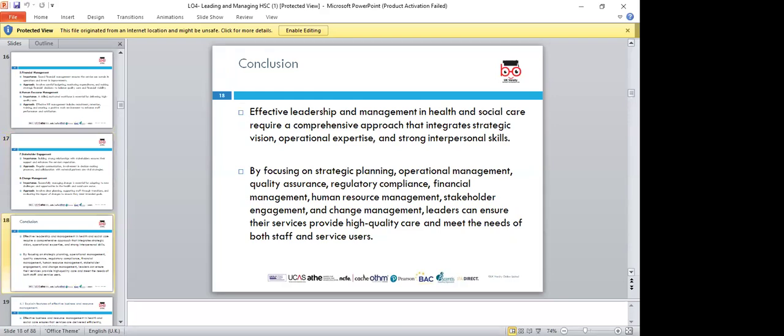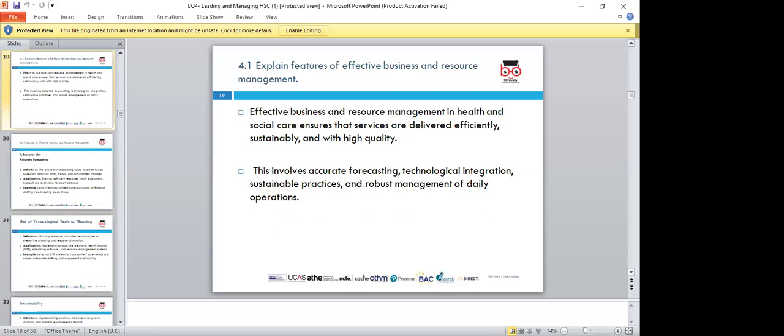So in conclusion, effective management and leadership in health and social care requires a comprehensive approach that integrates strategic vision, operational expertise, and strong interpersonal skills. By focusing on strategic planning, operational management, quality assurance, regulatory compliance, financial management, human resource management, they are all properly adhered to and they meet the needs of both staff and service users.